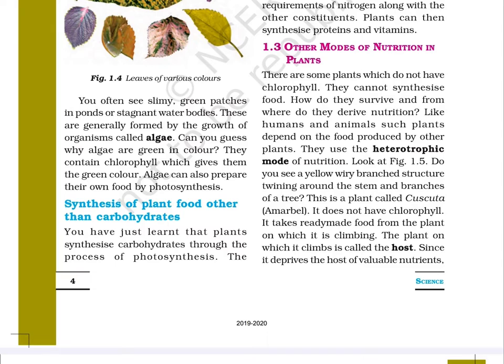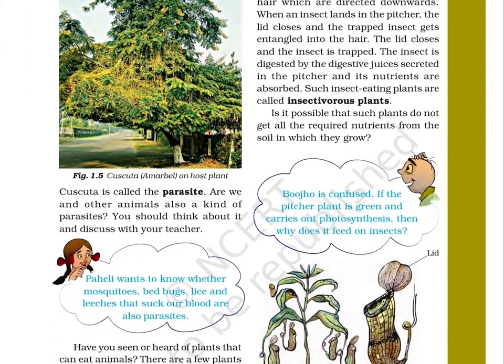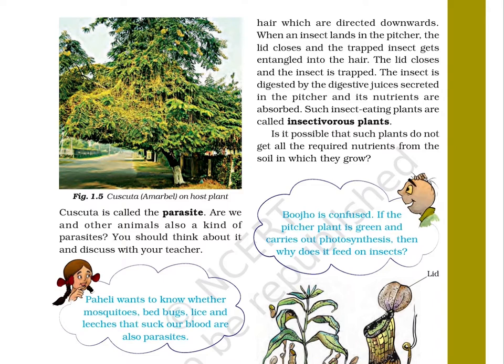Observe Figure 1.5. There's a yellow wiry branch structure twining around the stem and branches of a tree. This is a plant called cuscuta or amarbale. It does not have chlorophyll. It takes ready-made food from the plant on which it is climbing. The plant on which it climbs is called the host. Since it deprives the host of valuable nutrients, cuscuta is called the parasite.